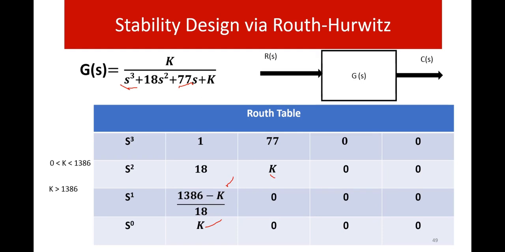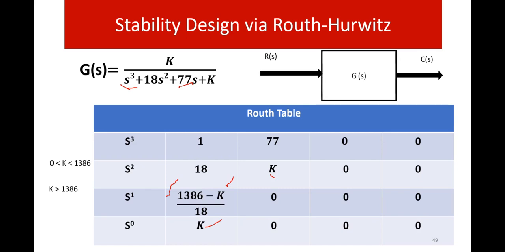So if we take a value greater than 1386, then this term will be negative, and this term will be positive. It means there are two sign changes, from 18 to this negative value, and similarly from negative to again this positive value.